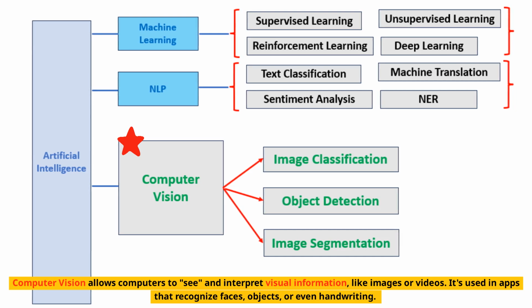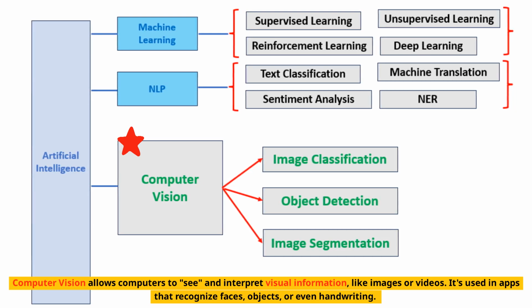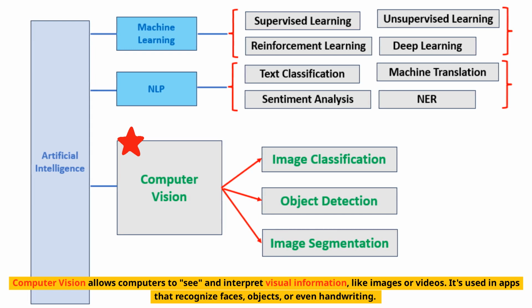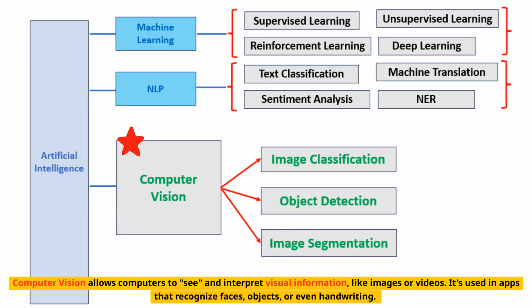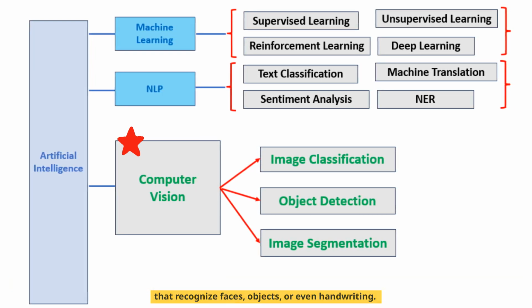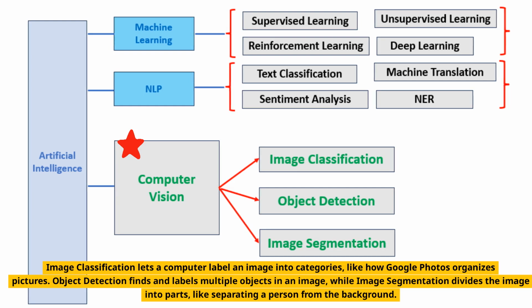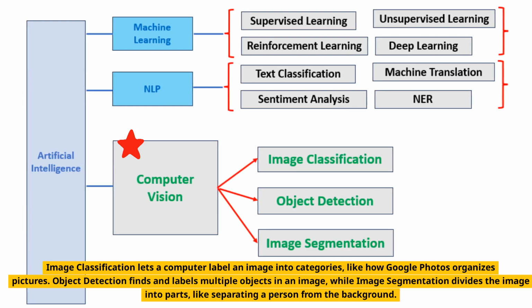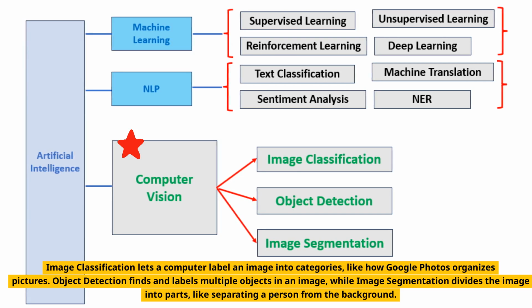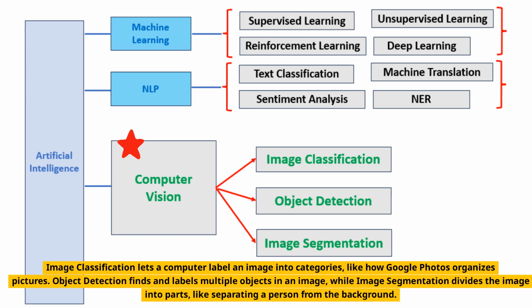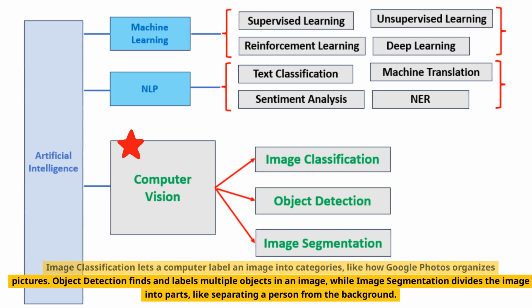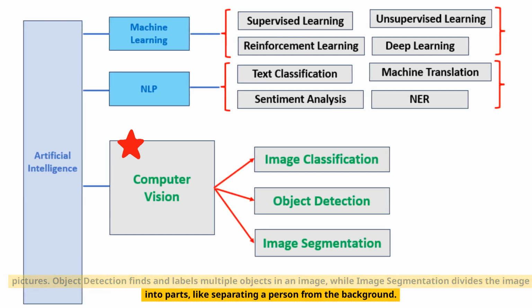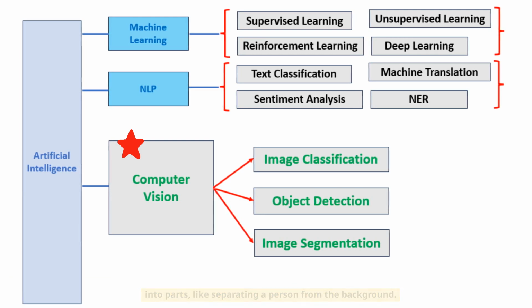Computer vision allows computers to see and interpret visual information, like images or videos. It's used in apps that recognize faces, objects, or even handwriting. Image classification lets a computer label an image into categories, like how Google Photos organizes pictures. Object detection finds and labels multiple objects in an image, while image segmentation divides the image into parts, like separating a person from the background.